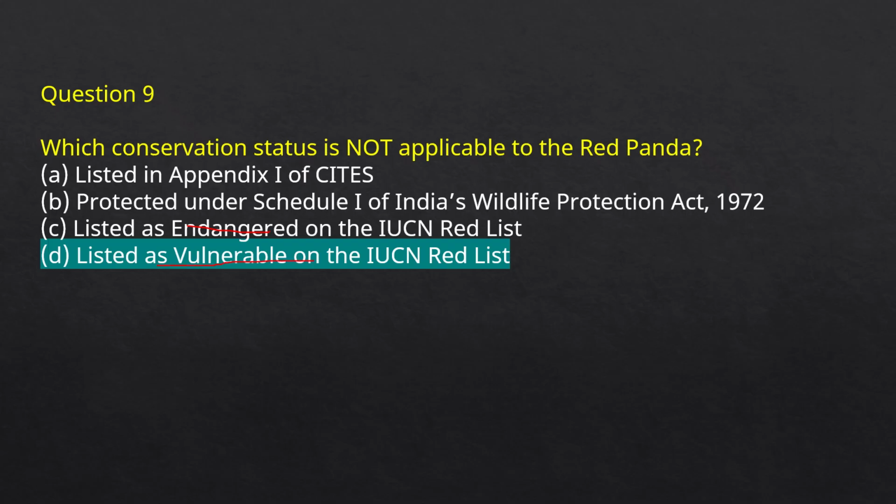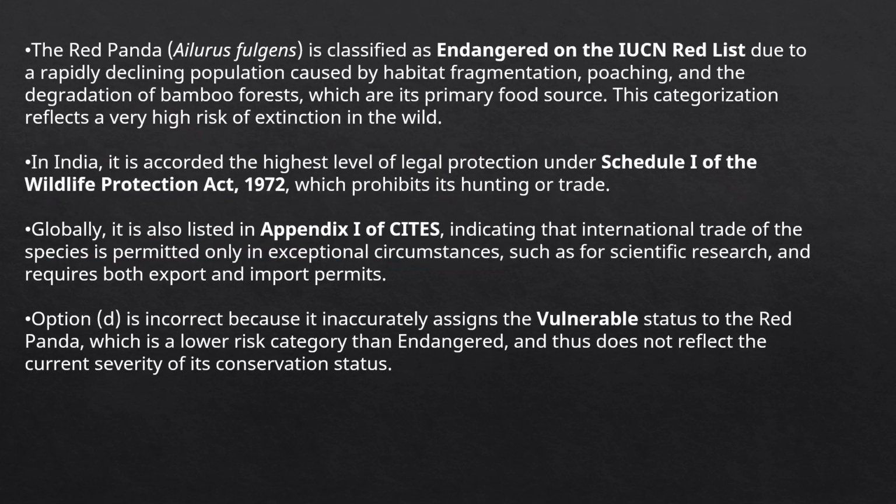And statements A, B, C are correct. It is in the endangered category in IUCN due to rapidly declining population. Bamboo is the primary food source of a red panda. India has accorded the highest level of legal protection to the red panda, that is Schedule 1 of the Wildlife Protection Act 1972. It is listed in Appendix 1 of CITES, indicating international trade of the species is permitted only in exceptional circumstances such as scientific research and requires both export and import permits.